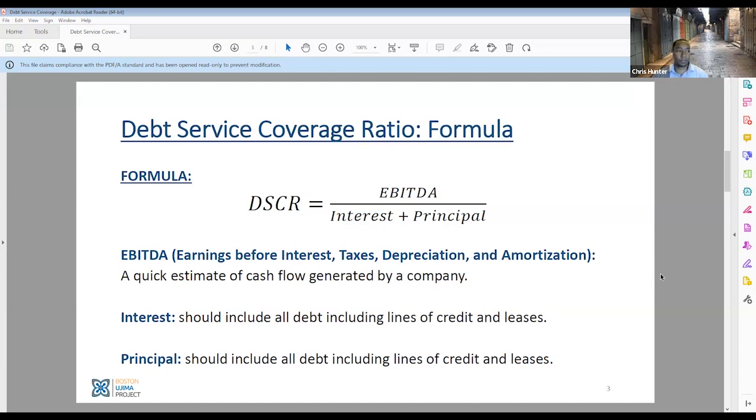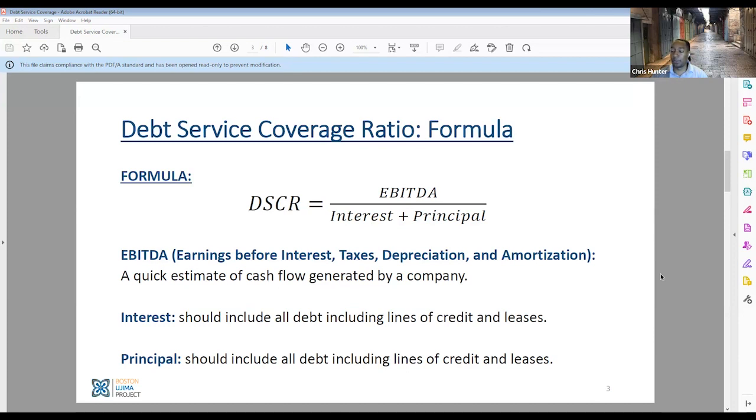EBITDA is probably one of the more popular profit metrics used in financial analysis. Really, it's just a very quick way to get to how much cash a business generated. That calculation is saying, look, we don't care about the interest payments. Those are associated with capital. That's not the business doing anything. Taxes come after the business has done what it needs to do to make money.